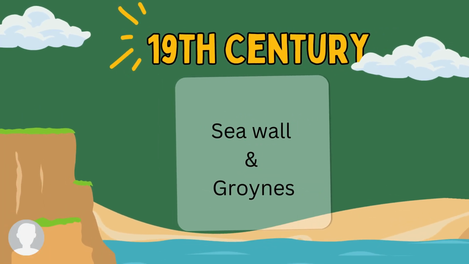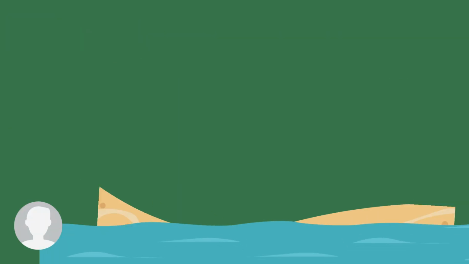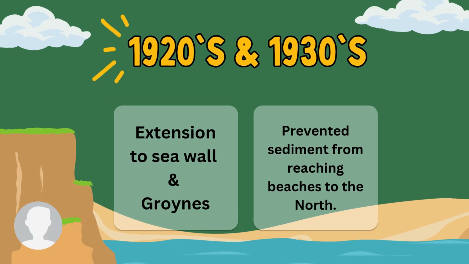Coastal defence works have been carried out in the area since the 19th century. The sea wall and groins to the south of the bay were put in place in the late 19th century. Further coastal defence works were added in the 1920s and 1930s in the form of an extension to the sea wall and timber groins. Unfortunately, although effective in the area they were constructed, these works starved the beach further to the north of sediment.